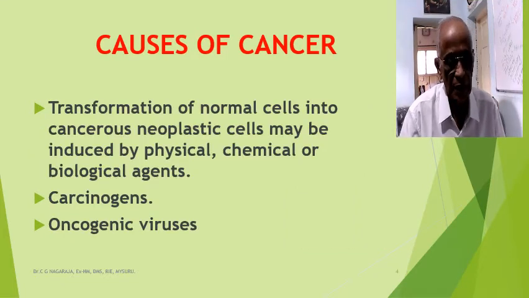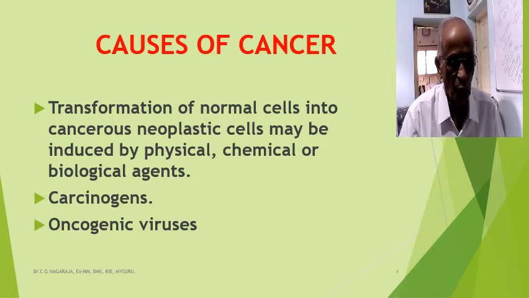Briefly, we learned about cancer. Now let us try to know the causes of cancer. What causes cancer in our body? One important thing is transformation of normal cells into cancerous or neoplastic cells. How does it happen? As I told you earlier, the older cells will not die, will not be destroyed, because cells might have lost that capacity. Regulatory capacity has been lost.